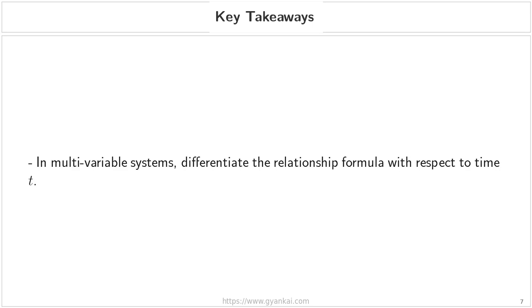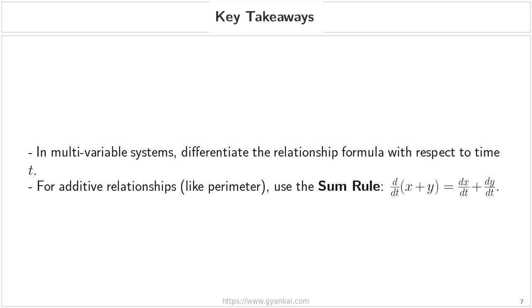Key takeaways. To wrap up our lesson, let's review the key takeaways to ensure you have a solid grasp of these concepts. First, remember that in any multivariable system, the fundamental step is to differentiate your governing relationship formula with respect to time, t. As we saw in our discussion on the perimeter of a rectangle, when you encounter additive relationships, you should apply the sum rule. In mathematical terms, this means the derivative of x plus y with respect to t is equal to the derivative of x with respect to t plus the derivative of y with respect to t.